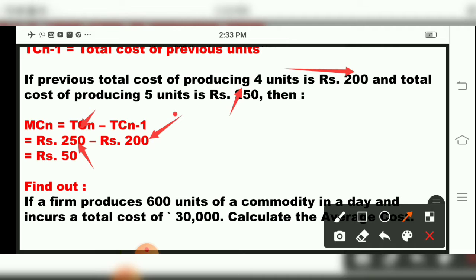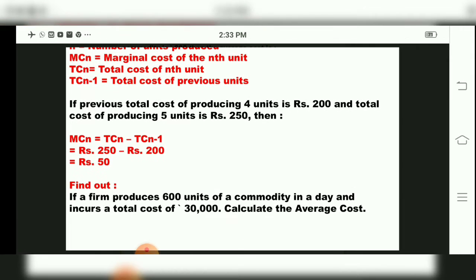So rupees 250 minus rupees 200 we have done, children, that is rupees 50 we got. See, rupees 50 we got for what? Marginal cost of nth unit. How we calculated, children? TCn minus TCn minus 1. So TCn means total cost of number of units, nth unit, and TCn minus 1 was cost of previous units. So 250 minus 200 we did, and the marginal cost, children, by the formula was rupees 50.